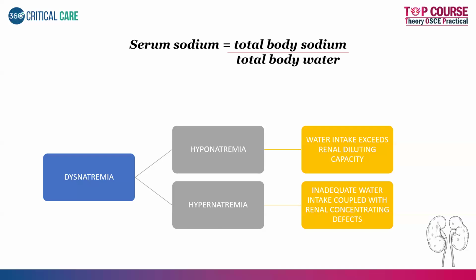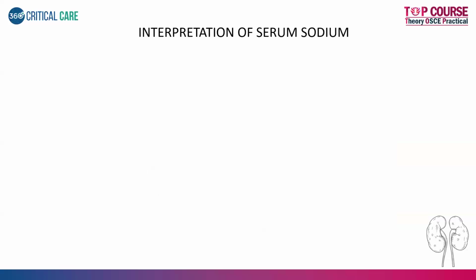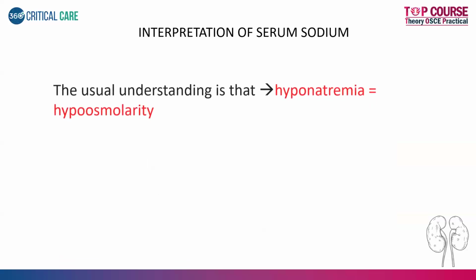If there is hyponatremia, it is usually due to water intake which exceeds the renal diluting capacity. Whereas if there is hypernatremia, it is usually due to inadequate water intake coupled with renal concentrating defects. Okay. So coming to the interpretation of serum sodium.